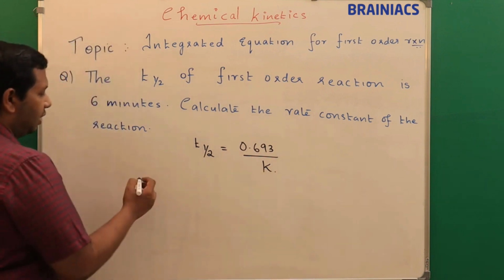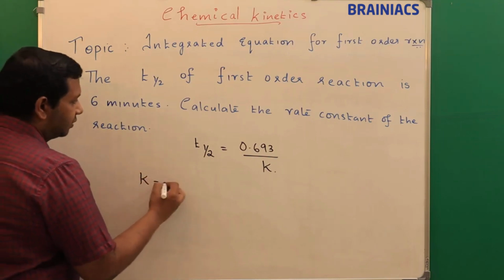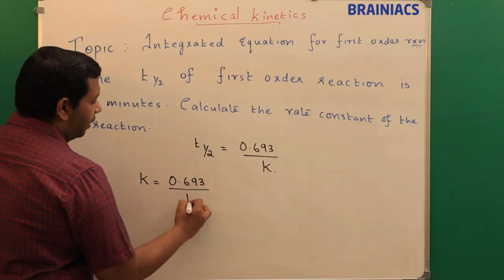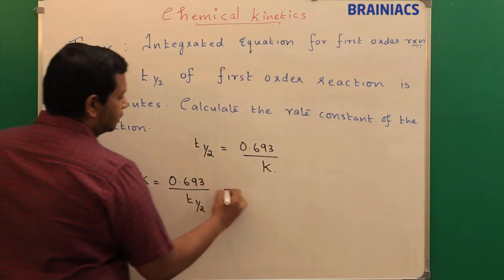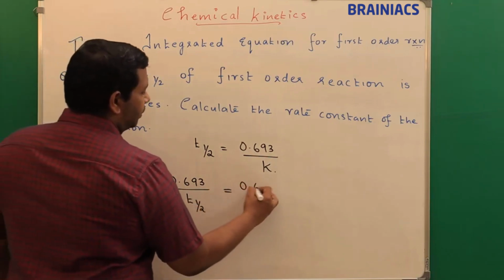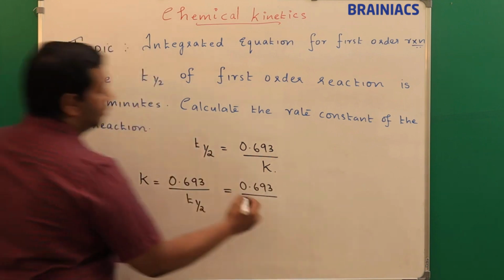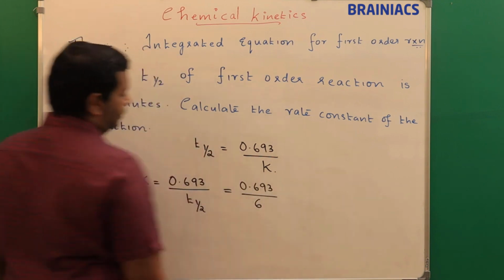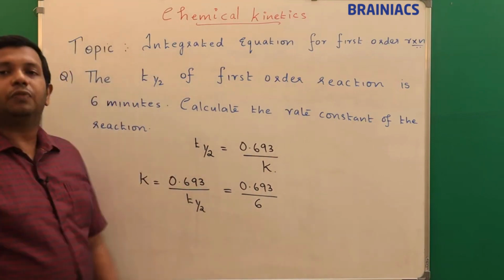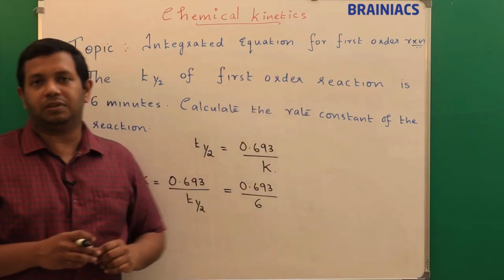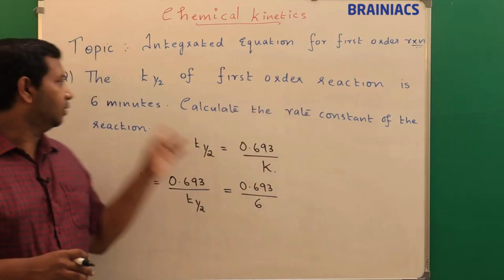So what is K here? K can be written as 0.693 divided by T half, correct? So 0.693 divided by, what is T half? They have given it in minutes, 6 minutes. Okay, so if you are doing it in minutes, you need to say the rate constant K is per minute.